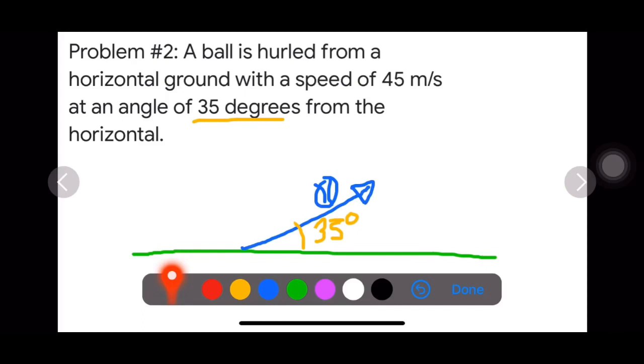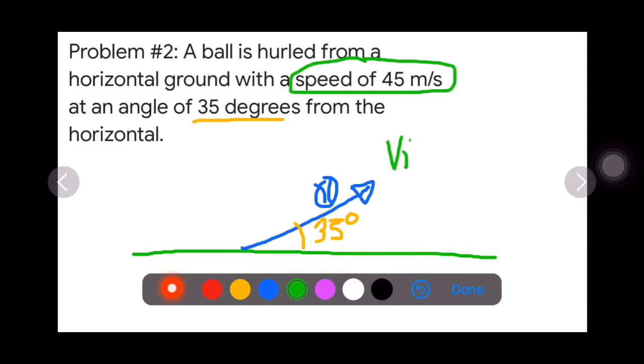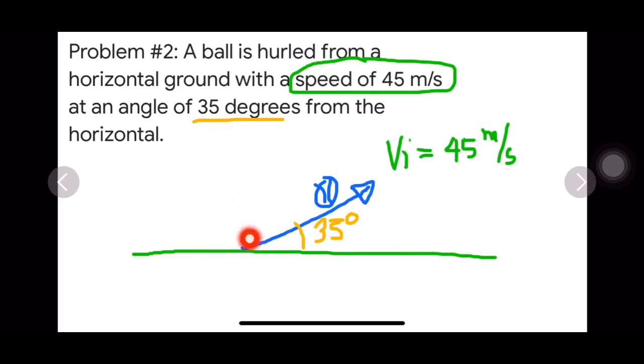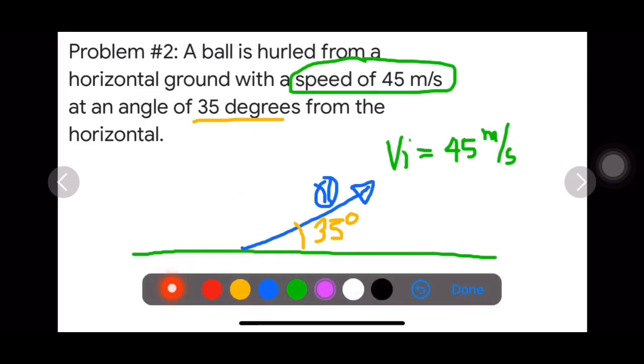Okay, let's try to read again the problem. A ball is hurled from a horizontal ground with a speed of 45 meters per second. So the speed, 45 meters per second, is the initial velocity. Okay, so it's not going to be VIX because what is stated in the problem is just the initial speed. This is the initial speed along the components of the x-axis and along the components of y. That's why we are just going to break down the components.